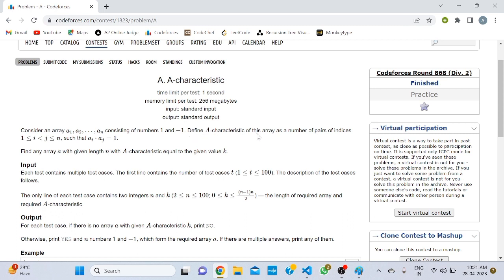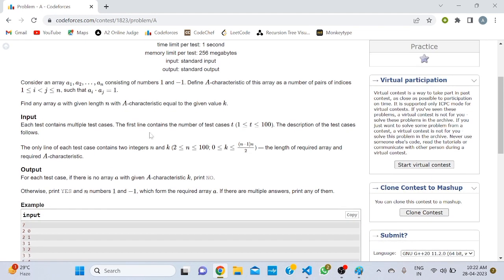Define a characteristic of this array as the number of pairs of indices 1 ≤ i < j ≤ n such that ai times aj equal to 1. So it is given that there is a characteristic A which is defined as the product of two elements of the array being 1. So find an array A with given length n with characteristic A equal to given value k. So we have to find an array A of length n which satisfies this characteristic, that is, the product of two elements is equal to 1.